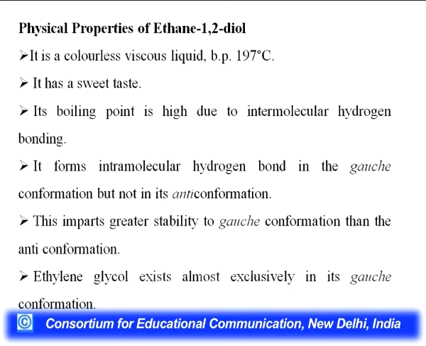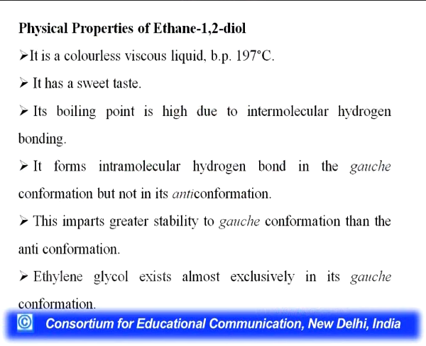Physical properties of ethane 1,2-diol. It is a colorless viscous liquid, boiling point 197 degrees Celsius. It has a sweet taste, and its boiling point is high. When we are talking about the boiling point of any compound, it simply depends upon the extent of hydrogen bonding. If a compound has a high extent of hydrogen bonding, then its boiling point will be high. If the extent of hydrogen bonding is low, then the boiling point of the compound will be low.